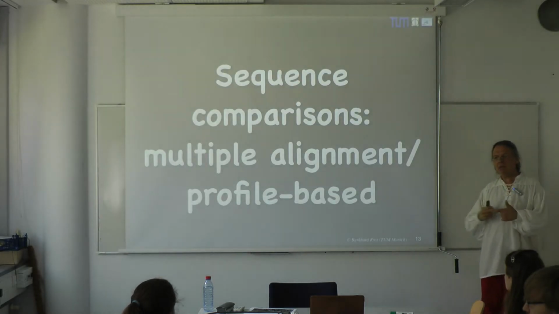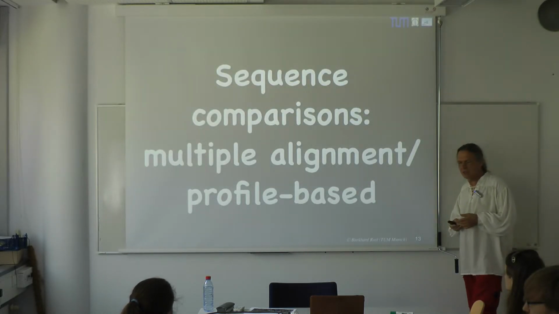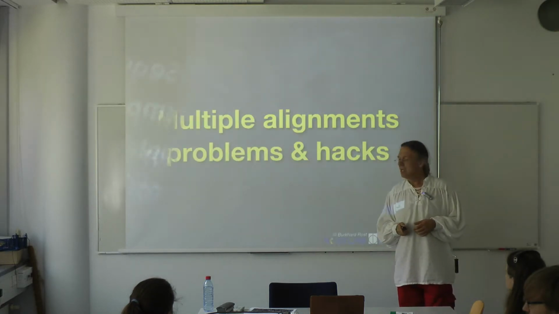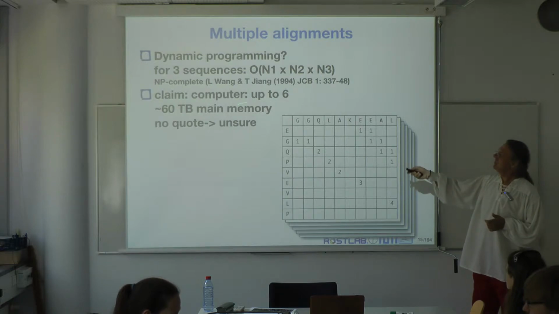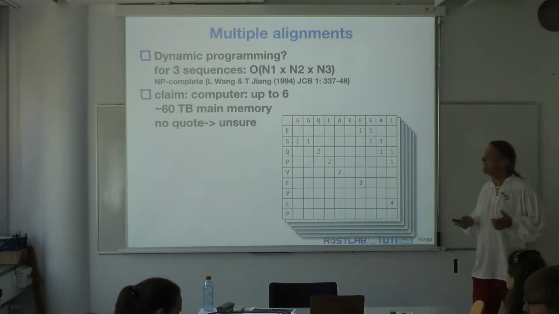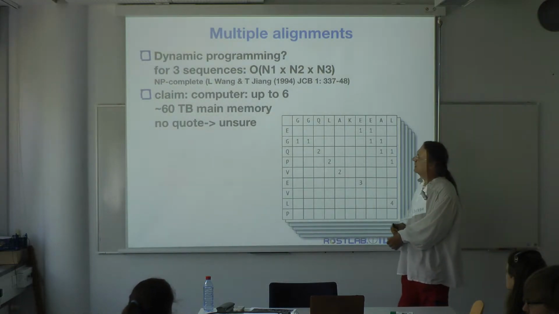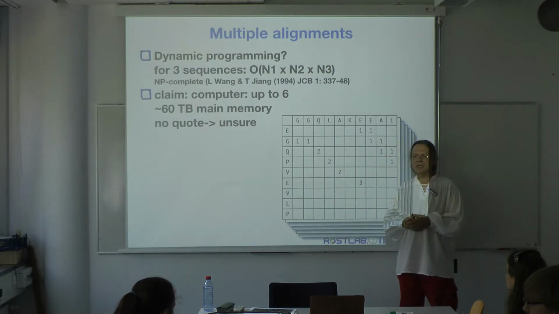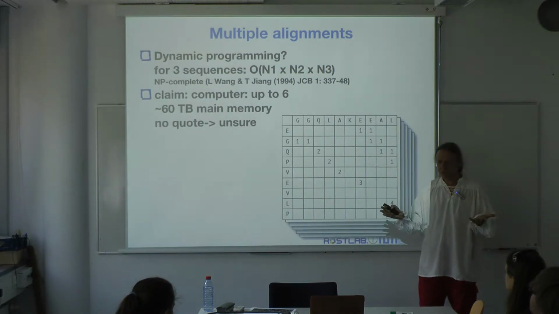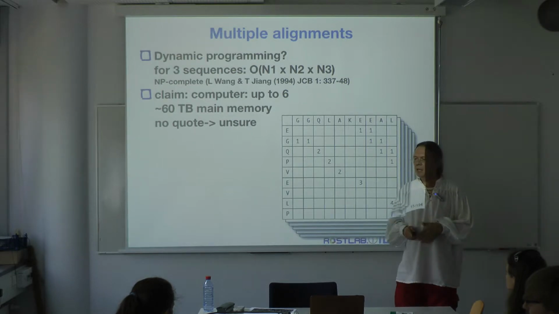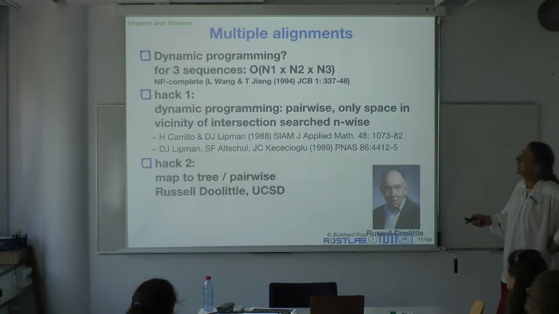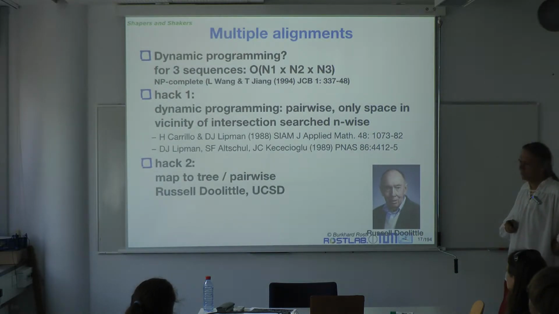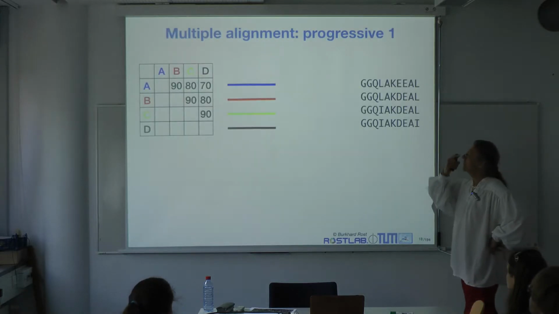That means that the pairwise comparison alone is not enough. You need to get into multiple alignments. Problem with multiple alignments, dynamic programming no longer works. Even if you could do up to 6 with 60 terabytes of mainframe memory, if that were possible, 6 is nowhere near where we want to go. We want to go to 1,000. Cannot be done, can only be done by hacks. One hack is proposed by Rost, and I'm going to show you that one.